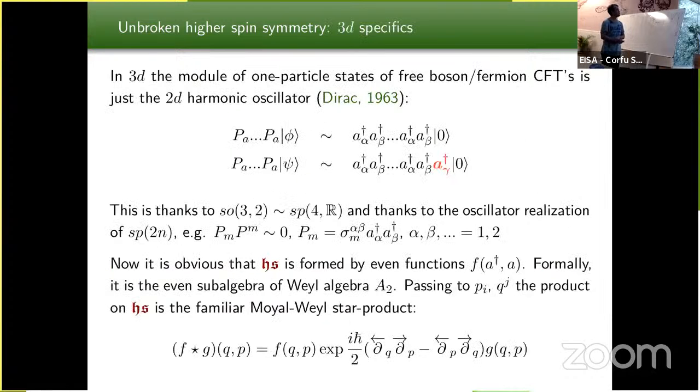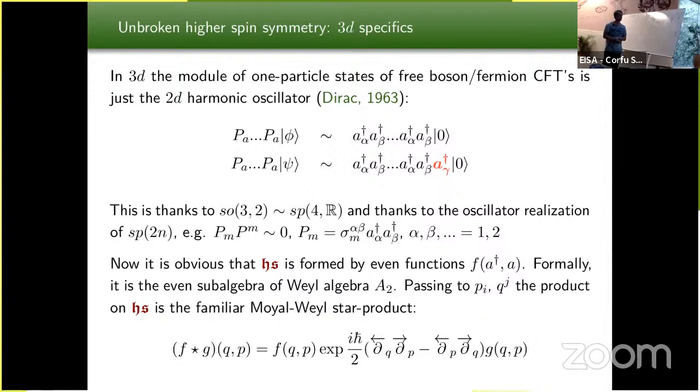And to be even more specific, in 3 dimensions, this high spin symmetry, and in particular the vector space of solutions, was understood in a very simple way by Dirac. As a representation of conformal algebra, the space of solutions of Klein-Gordon and Dirac equations are just even and odd vectors in the Fock space of 2-dimensional harmonic oscillator. Of course, this relies on some special isomorphism that takes place in 3 dimensions. And then it's very easy to say what this high spin algebra is.